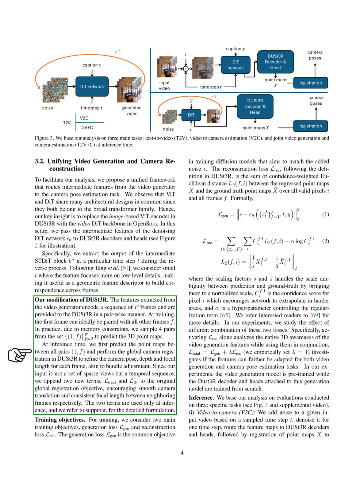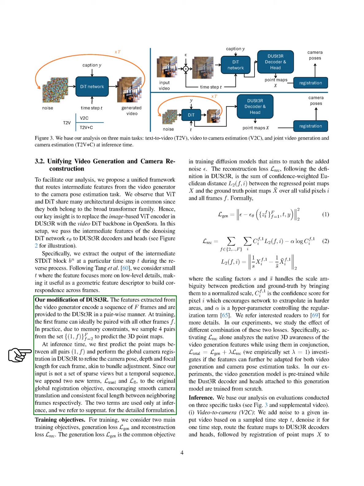Since we are working with a sequence rather than sparse views, we add 2 new terms to the global registration objective to promote smooth camera movement and consistent focal length between adjacent frames. These terms are only used during inference. For training, we focus on 2 main objectives: generation loss and reconstruction loss.